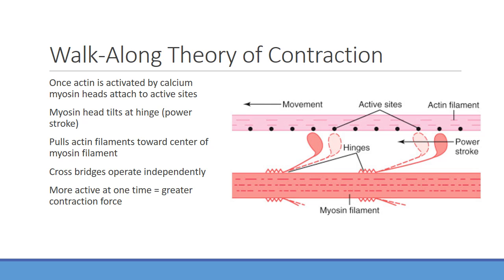So there's this walk-along theory, this kind of ratcheting theory for how contraction actually works. And again, some of the stuff in general may be a little bit more on the theoretical side, but this is our best understanding of the process here. But essentially, you find that the actin is only activated when the calcium interacts with that troponin and causes the uncovering of those active sites, and that allows for the myosin heads to attach to these active sites.